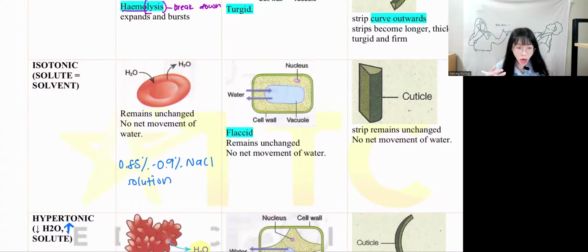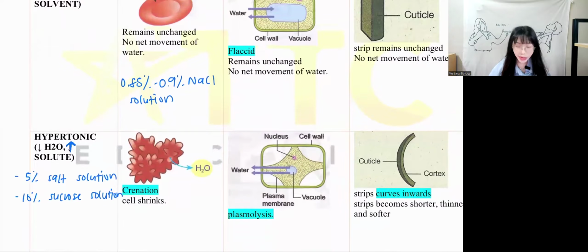If it's hypertonic solution, hyper is different. I have 10% sucrose solution, for example, and a plant cell. Of course, the plant cell has more water, right? Because the solution is so concentrated, the water in the plant cell diffuses out.